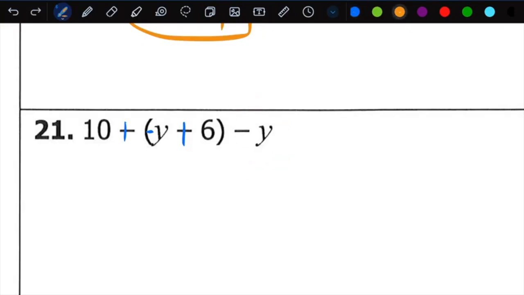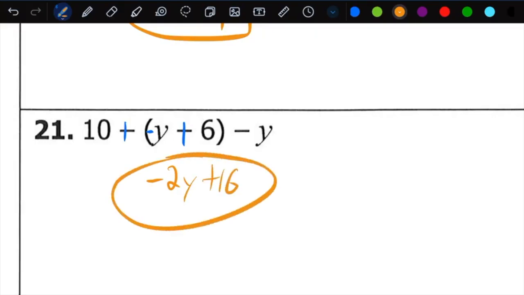So now as we combine like terms, negative y and negative y give us negative 2y, because those are both negative 1y's, and 10 and 6 give us 16 as our answer.